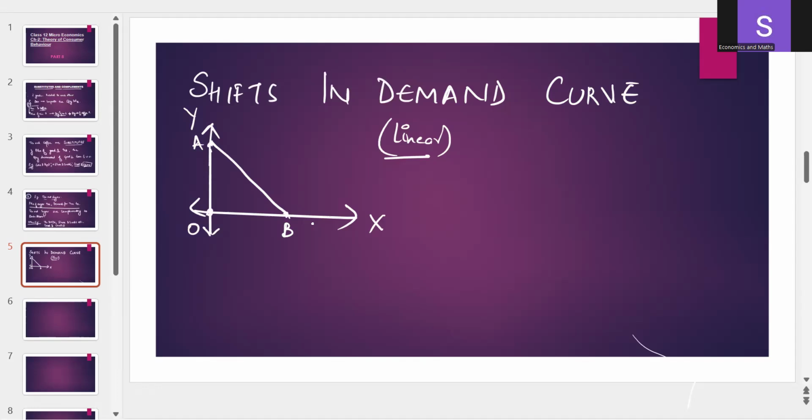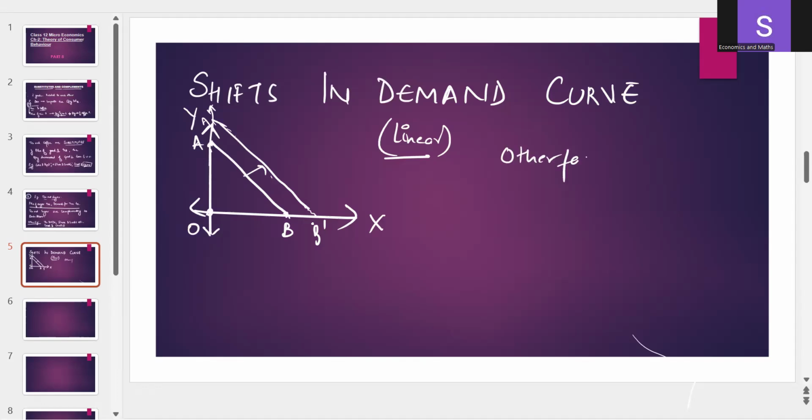Now, in what scenario do we see a shift in the demand curve? The AB would shift, we would say, to A dash B dash, right? As you know, when we are drawing the demand curve, we assume other factors remaining constant. What is the relation between the price of a good and the quantity demanded of that good?